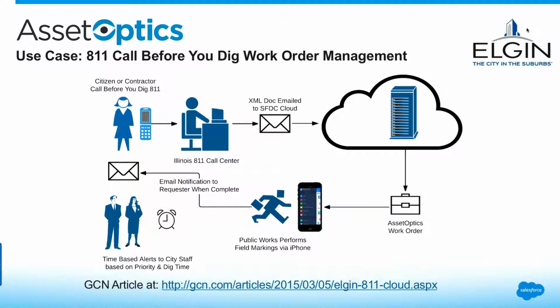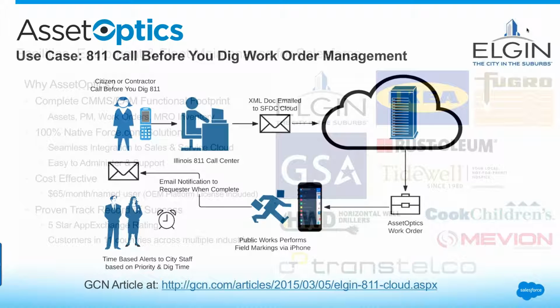The state of Illinois 811 call center, after they log a case, and if there are utilities that need to be marked inside of the Elgin city limits, whenever they save those records, their CRM solution sends an email with an attached XML document to the Salesforce.com cloud. Through a set of email services, this XML document is received and automatically creates a work order in AssetOptics, which then runs through a workflow process and automatically notifies the field technicians who go out and perform the markings.